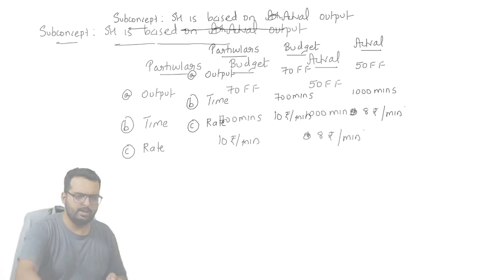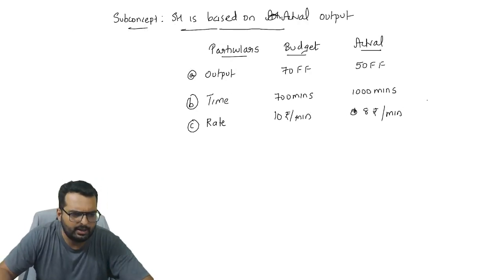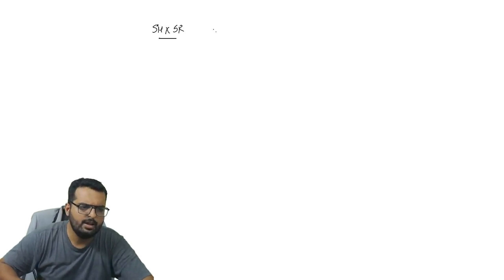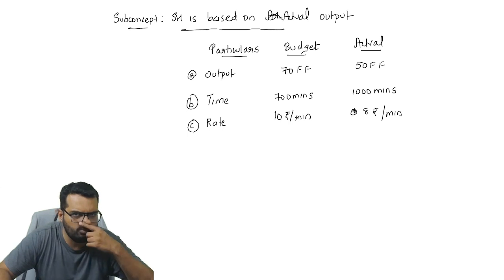Friends, shall we do it together now? Are you all getting the same answer? Wonderful. By now, you must have understood that SH is based on what? Actual output. AH into AR, AH into SR. Those who have already done the homework of the video, you will find all this easy. Others might find it a little tricky, friends.